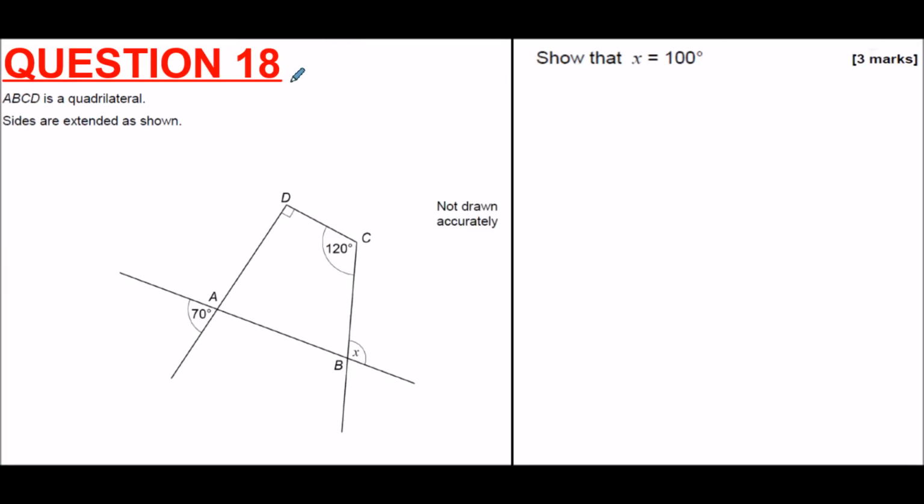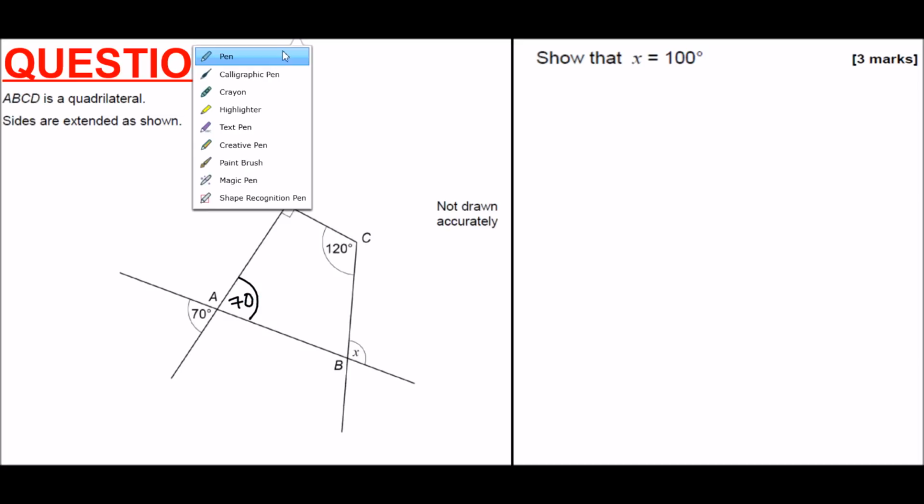Question 18. We've got a quadrilateral and we show that an angle is equal to 100 degrees. So what we can do is apply some angle facts to this. And so the angle at A on the other side of A is 70 degrees. And so what we can do now is say for definite that the one on the other side is also 70 degrees.